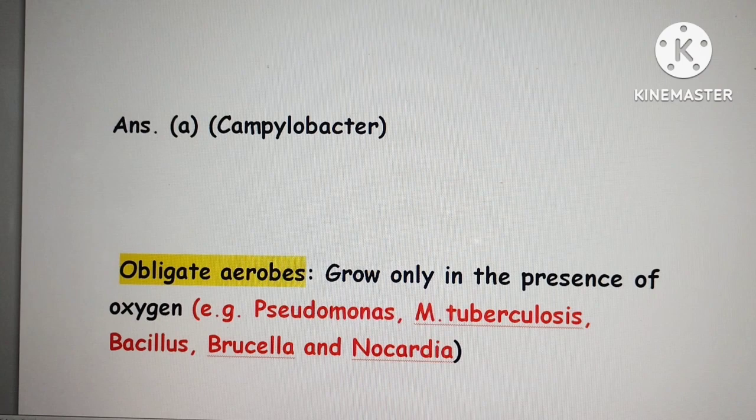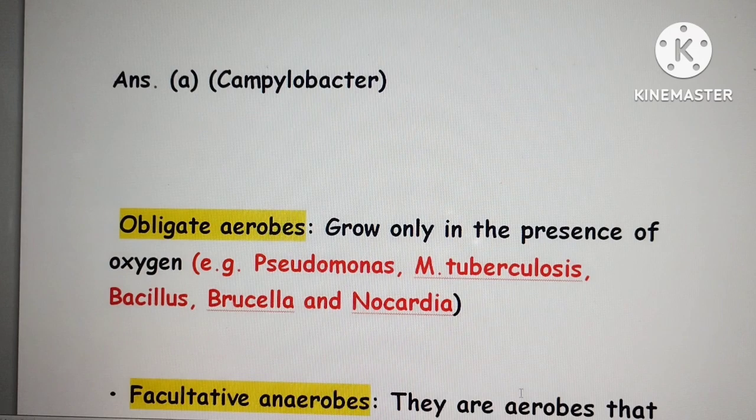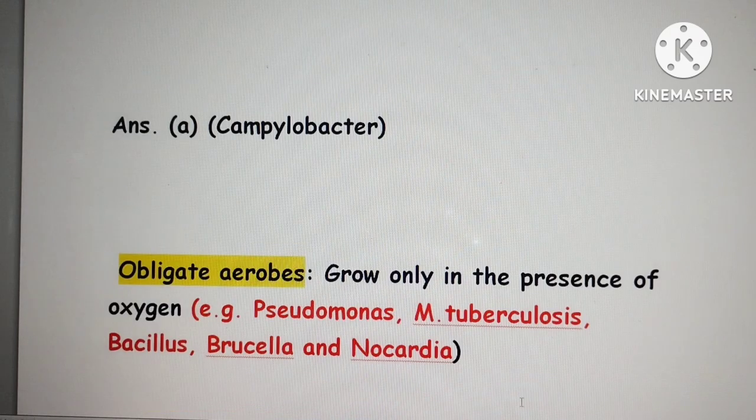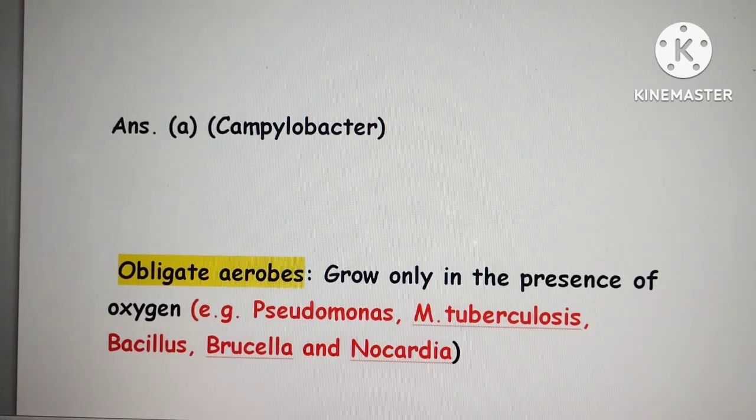The examples here are Pseudomonas, tuberculosis, Bacillus, Brucella, and Nocardia. You can remember it like this: pseudo tube is back with cell and car. Pseudo means Pseudomonas, tuberculosis is Mycobacterium tuberculosis, back is Bacillus, with cell and car. That is a mnemonic for the obligate aerobes.